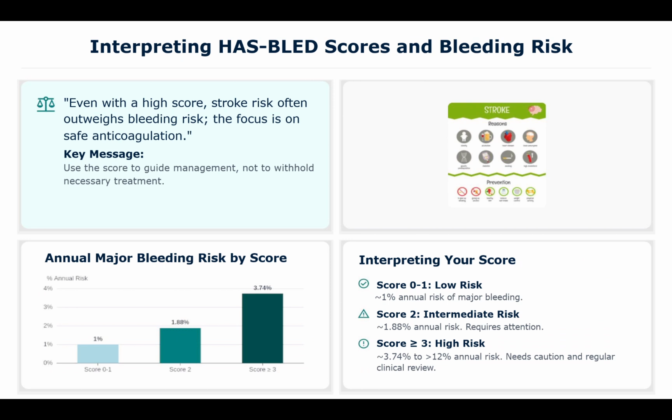It's vital to remember a key message. Even with a high HAS-BLED score, the risk of stroke often significantly outweighs the risk of bleeding. Therefore, the focus should always be on identifying and managing risk to ensure safe anticoagulation rather than prematurely discontinuing necessary therapy.